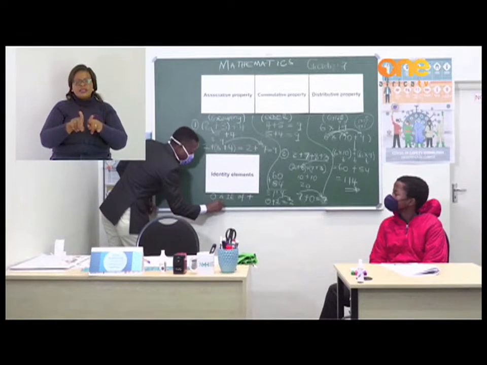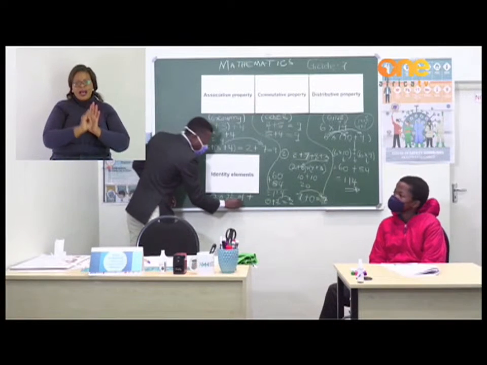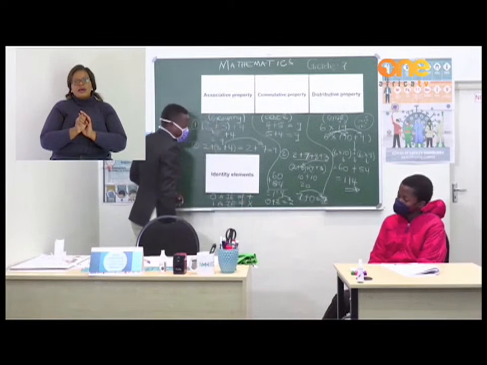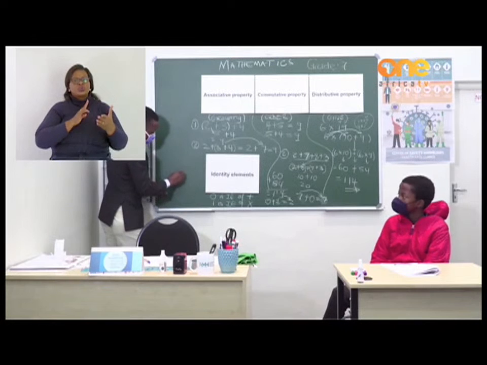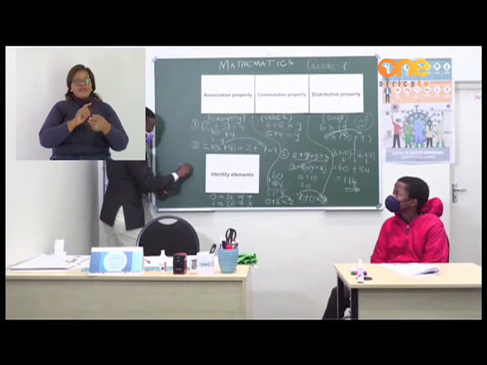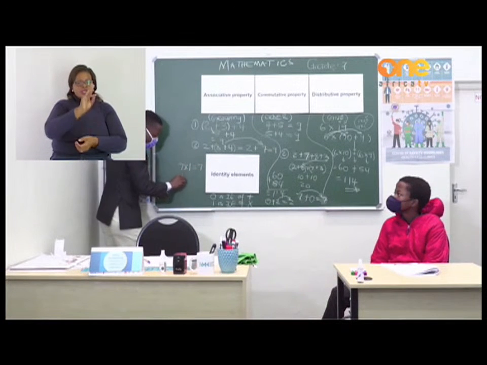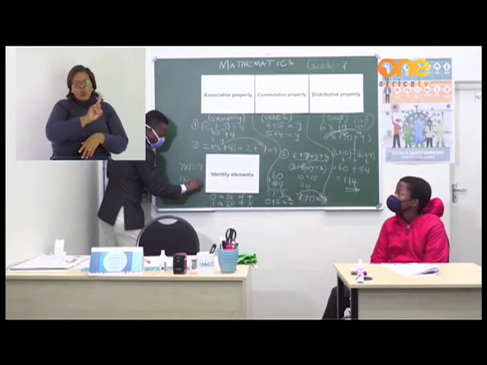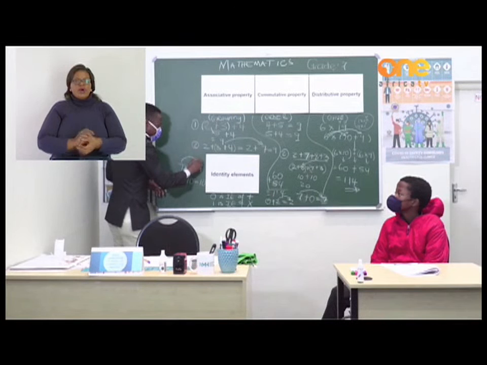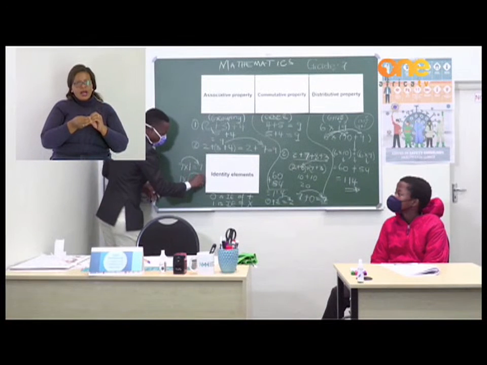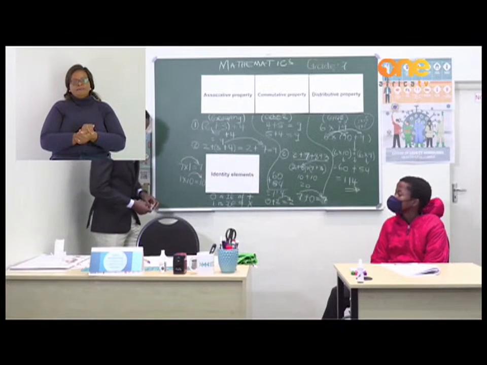1 is an identity element of multiplication. Why? Because if you multiply 7 times 1, I get 7. Or 1 times 10, I'll get 10. So the answer is that number you are multiplying with 1.